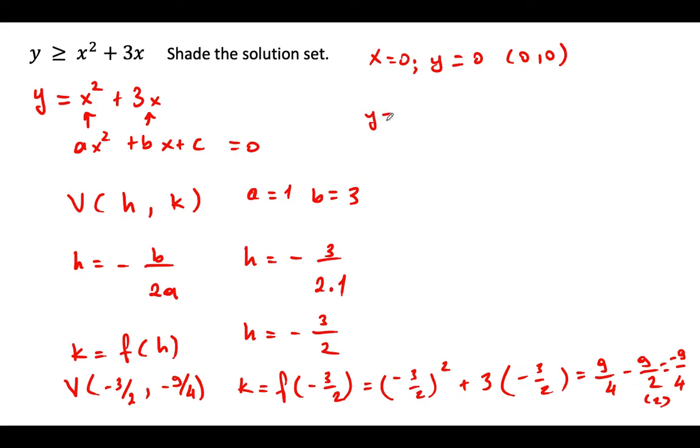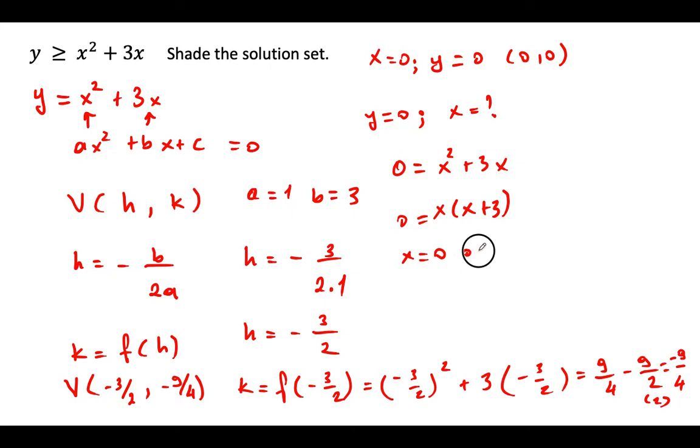Now, when y is equal to 0, what will be x if we say 0 is equal to x squared plus 3x, and x common parenthesis x plus 3 equals 0. So x is 0 or x is negative 3. Now the function is cutting the x-axis at point 0 and at point negative 3. Now we are ready to draw this. So let's draw it.